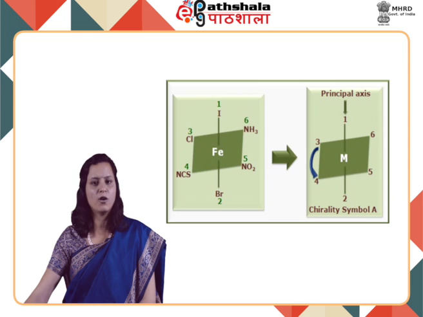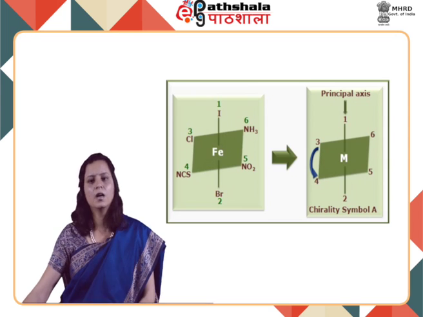Another isomer of the same complex is shown here. For this complex, the ligands iodide and bromide, and chloride and nitro, were found to be trans to each other. The reference axis for this complex will be the axis containing iodide and bromide ligands. According to the rules, rotation is anticlockwise, thus the structure is assigned the symbol A.